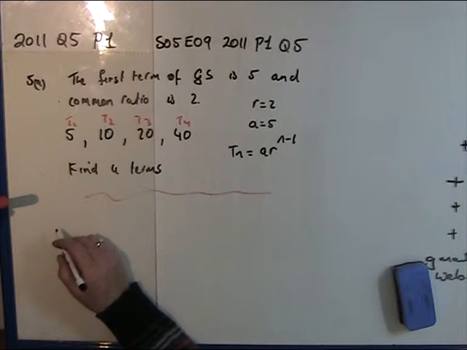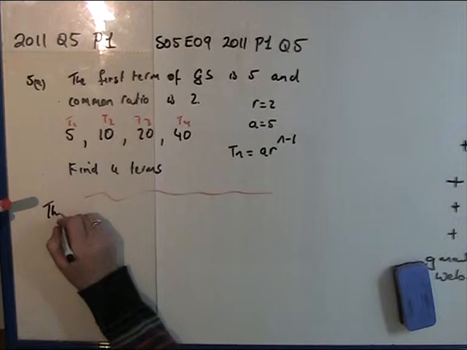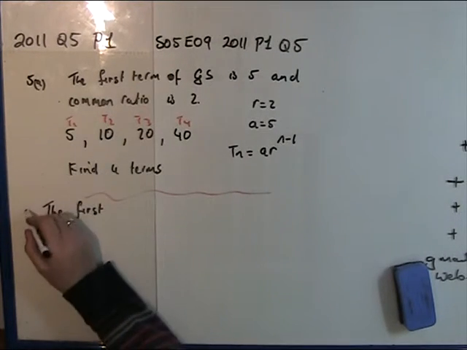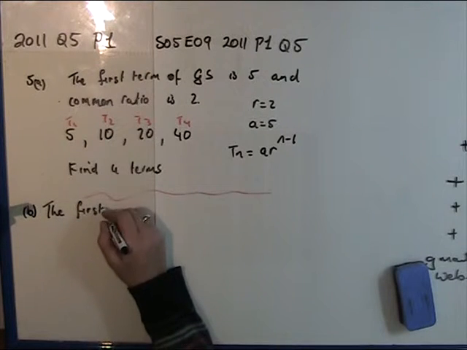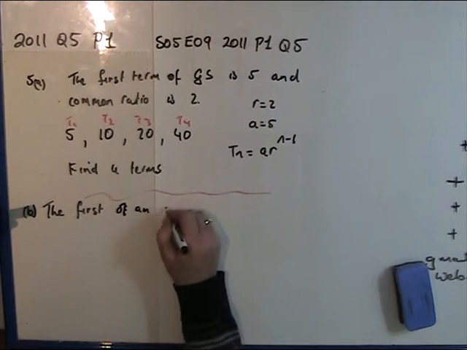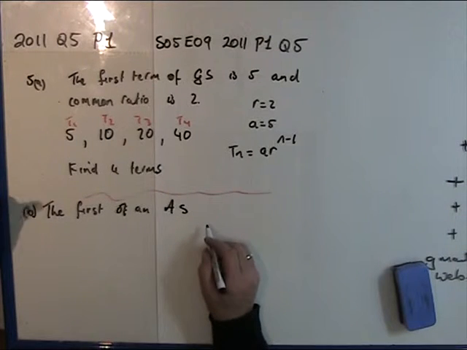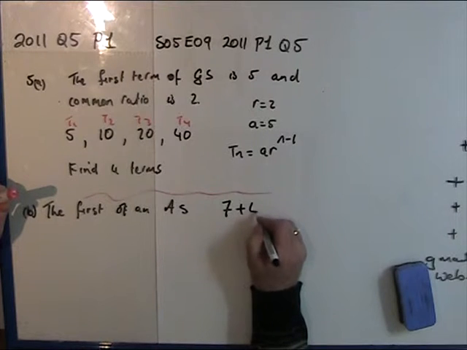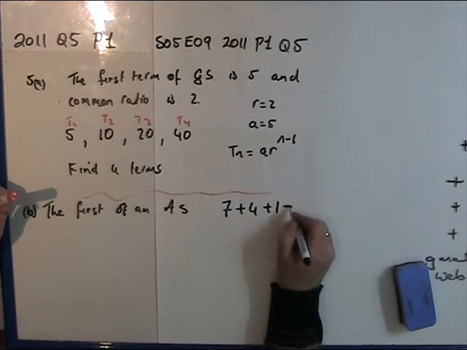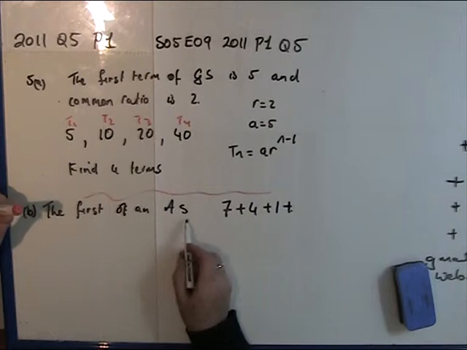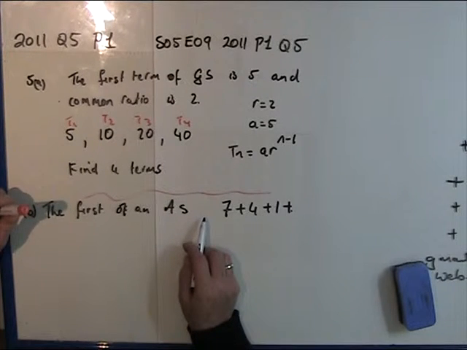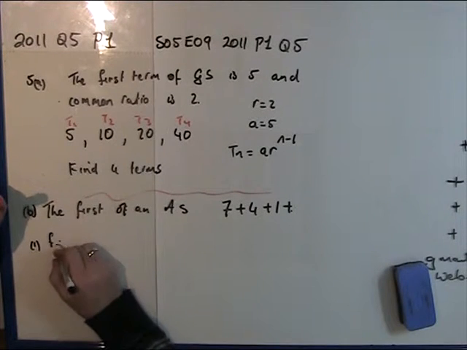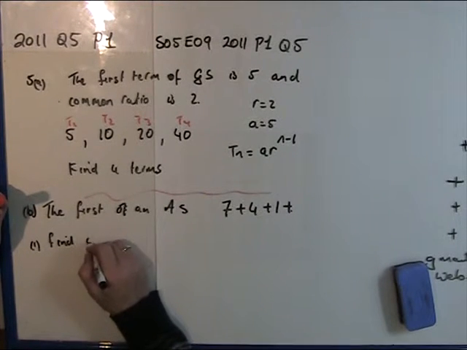Now it says the next question. That was A, and this is B. It says the first 3 terms of an arithmetic sequence or series is 7 plus 4 plus 1 plus, so that's the sum of. It says find the difference. Find D, the common difference.